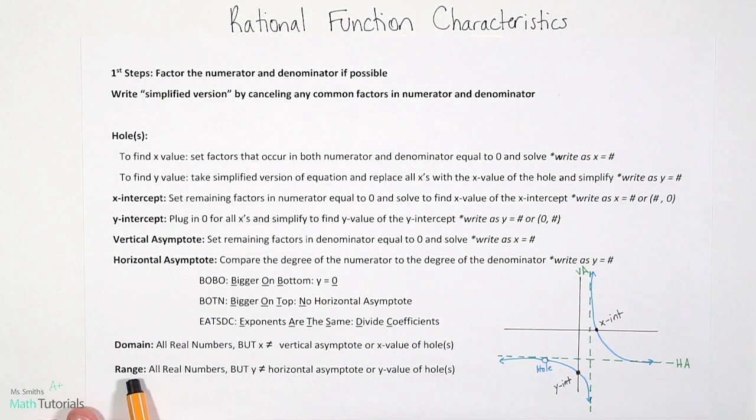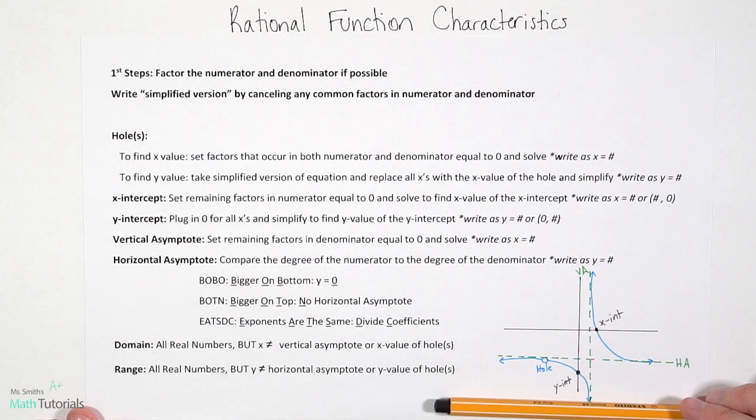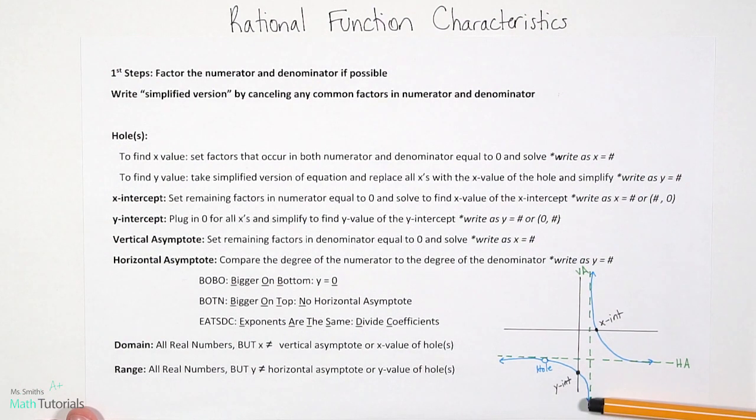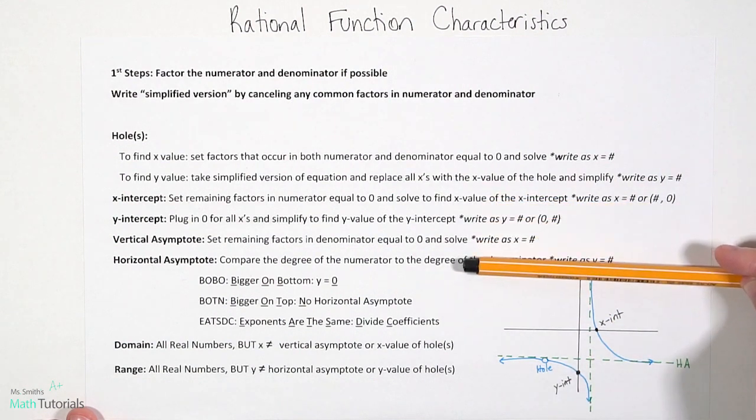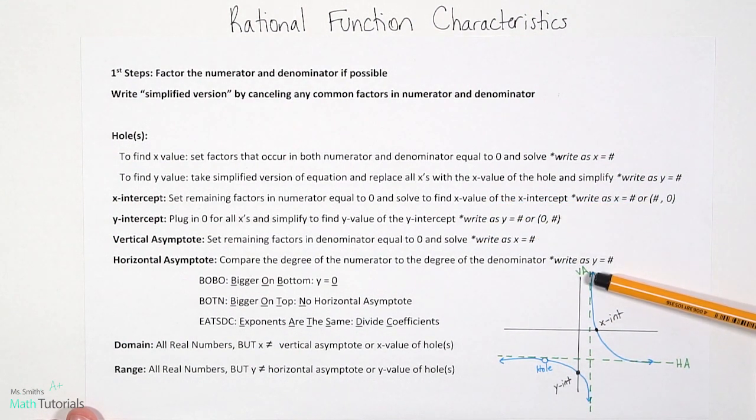Similarly, with range, it's also going to be all real numbers, but we've got a caveat here that y cannot be the horizontal asymptote, or the y value of any holes. So again, similarly, when I go to find my range, when I pull up from the bottom, I see an arrow, which would mean negative infinity. And when I pull down from the top, I see an arrow, which would mean positive infinity.